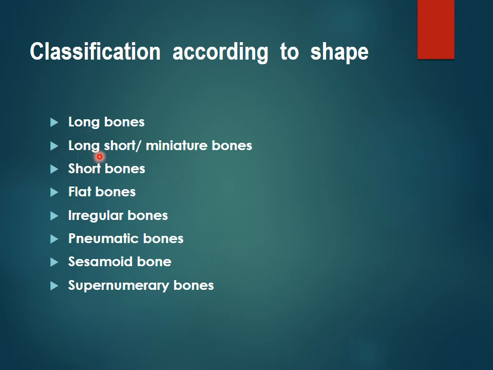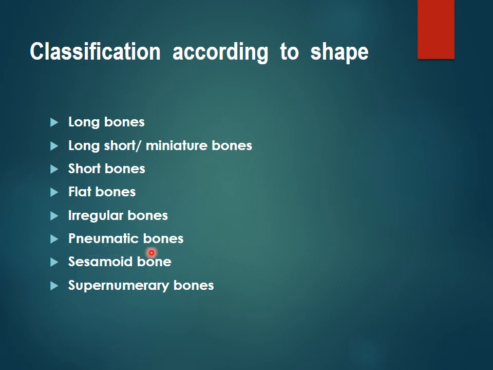Now the long short or miniature bones are the ones which have only one epiphysis. So this has one diaphysis and one epiphysis, as you have seen in the metacarpal bones and metatarsal bones. I will show you the pictures in the next slide. Then there are the short bones which have no diaphysis and no epiphysis. Then there are the flat bones and irregular bones, having the shape just like that. The pneumatic bones are those which have air in them, so these are the bones which contain air cells.